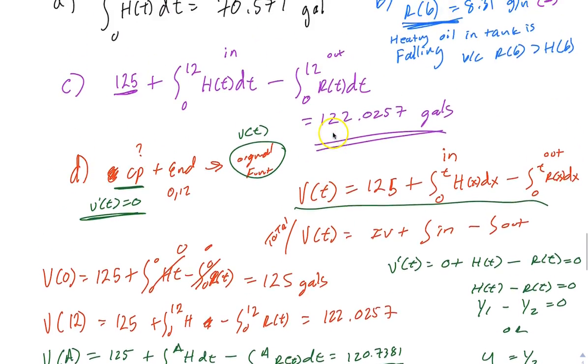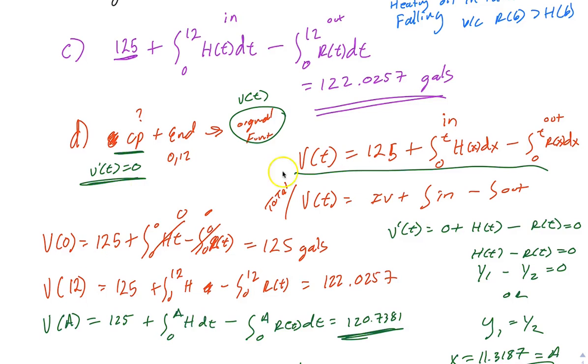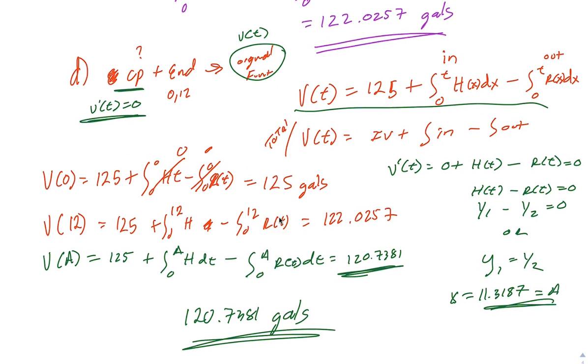Remember I said show analysis that leads to a conclusion? It's all that work right here. All of this. Right, that's how we always do find the least or max or extreme value problems. It's always critical points plus endpoints into the original function. Right, and we always find critical points the same way. Take the derivative, set equal to 0.